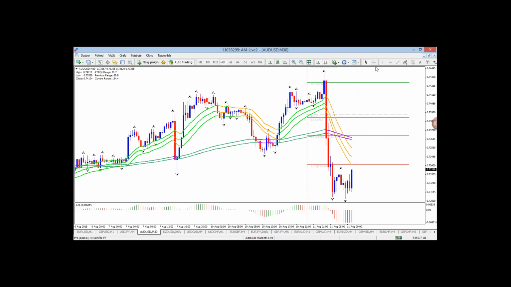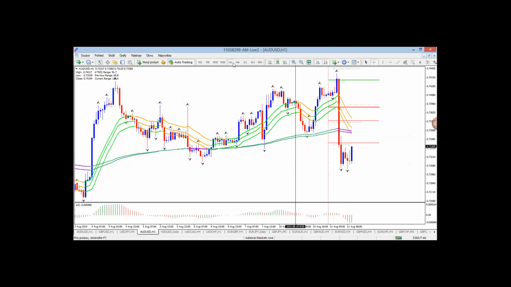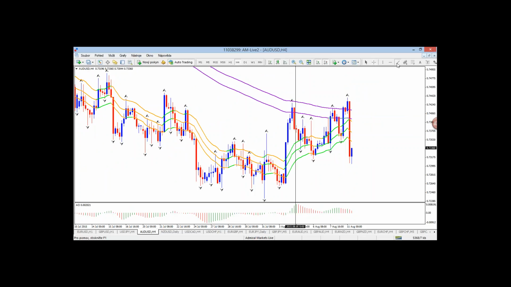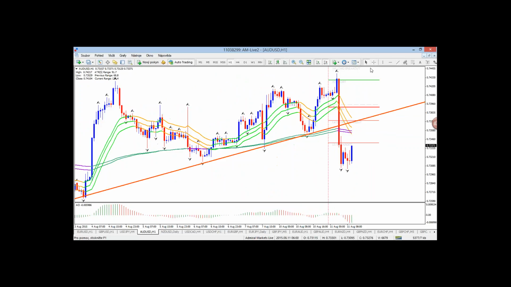I don't see much confluence. So from that point of view, I will keep an eye on it, but I'm not going to put a pending order, and we'll definitely have to see some kind of candlestick pattern that stops at maybe 74, 73, 75. It's possible, but not the greatest at the moment.